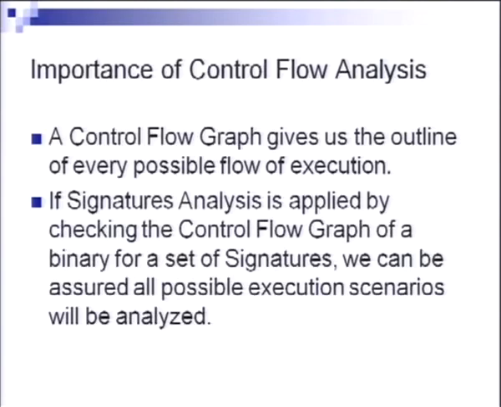If you can apply a signature by checking the control flow graph, you can assure that you check every single possible way that code is going to be executed. Now, you could have dead code that doesn't get linked, that doesn't get run, but if that's the case, it's not going to matter anyway. But this gives you every single possible way that could happen.